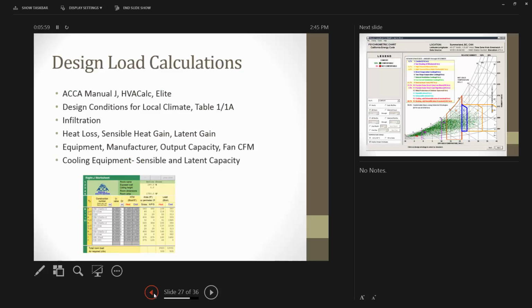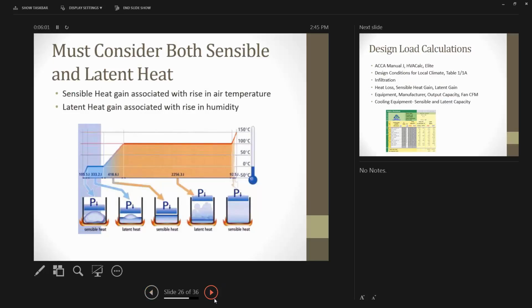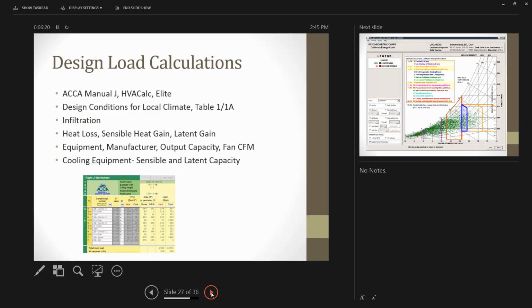We'll talk about the moisture in a minute, but it's not just the sensible heat in that rise and fall of the air temperature, and it's not just cooling the air, but it's also removing the moisture that's carrying the latent heat with it that has to be accounted for in the design loads.